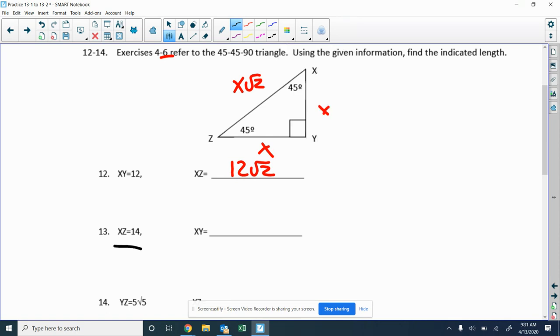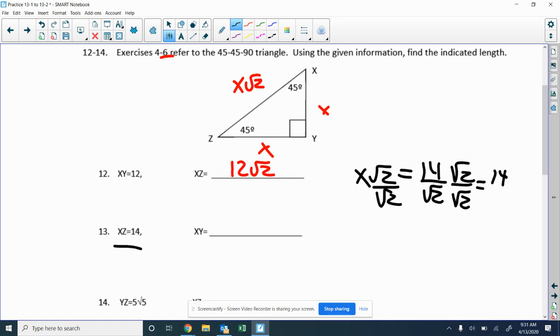X to z this time is going to be 14. So here we're going to have to take x square roots of 2, set it equal to 14, and solve for x. Divide by square root of 2. Rationalize. You're going to have 14 square roots of 2 over 2. And 14 and 2 simplified to 7 square roots of 2. So you solve for x. It is 7 square roots of 2.